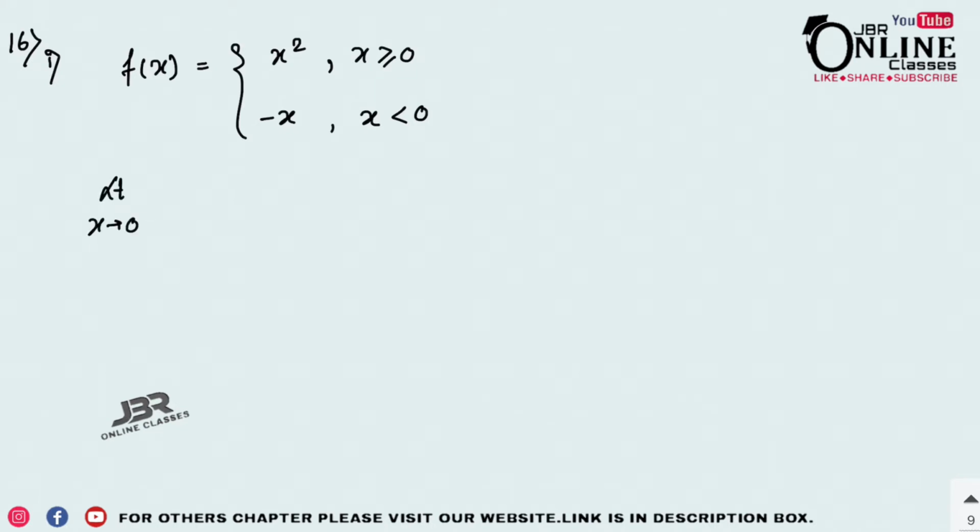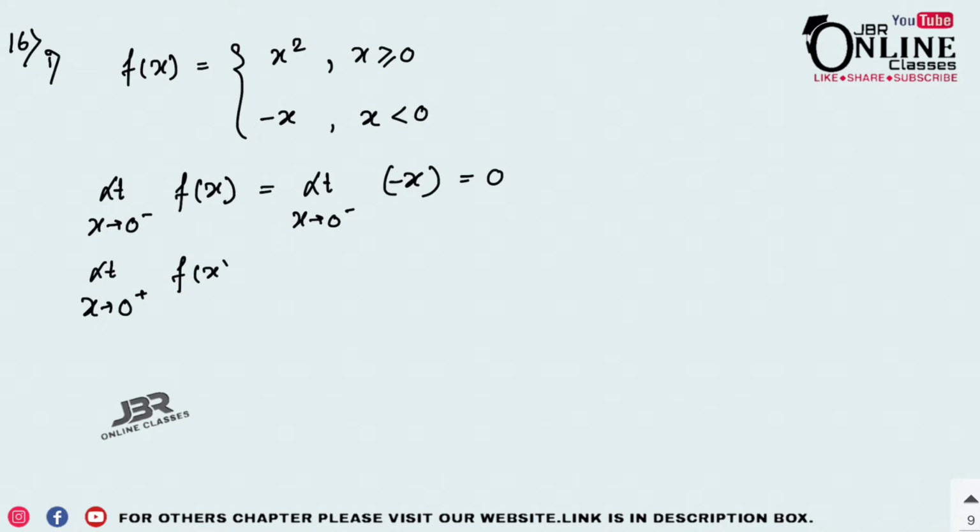So let limit x tends to 0 minus. For the left continuous, 0 minus means less than 0, so limit x tends to 0 minus, that is minus x. Okay, and that one equal to 0. Now limit x tends to 0 plus f(x), that means greater than 0. So limit x tends to 0 plus here x square, 0 square means again 0.